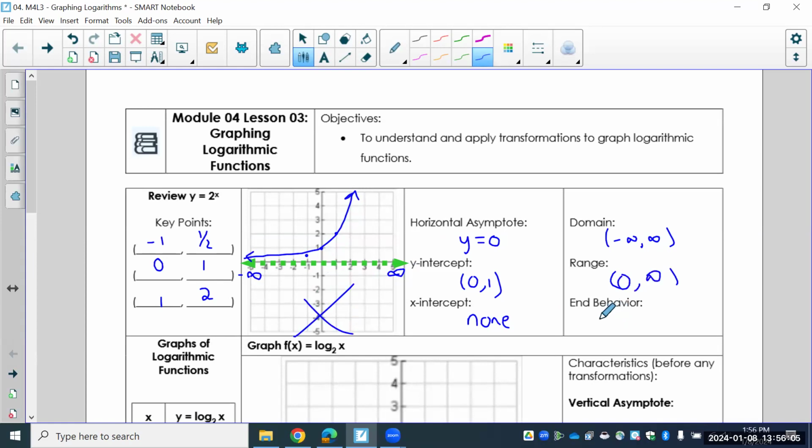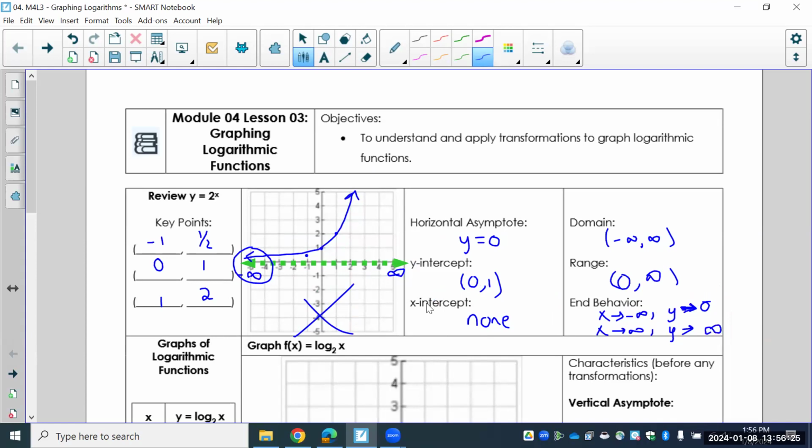And then the end behavior is the domain, which is -infinity to infinity, and then a description of what's happening in the range. So at -infinity, it's going to the asymptote, or 0. So it goes to 0, so just be an arrow there. And then at infinity, the graph is going up to infinity.